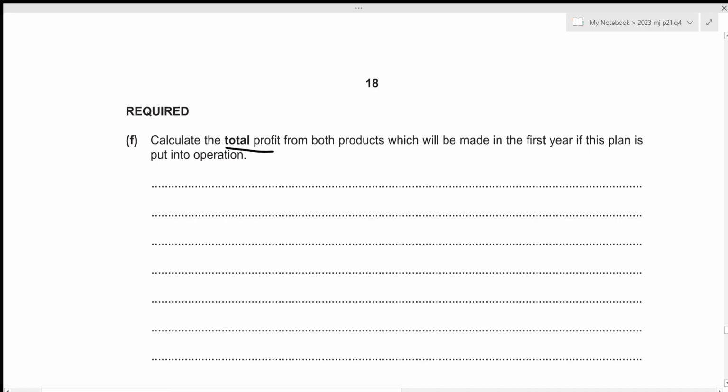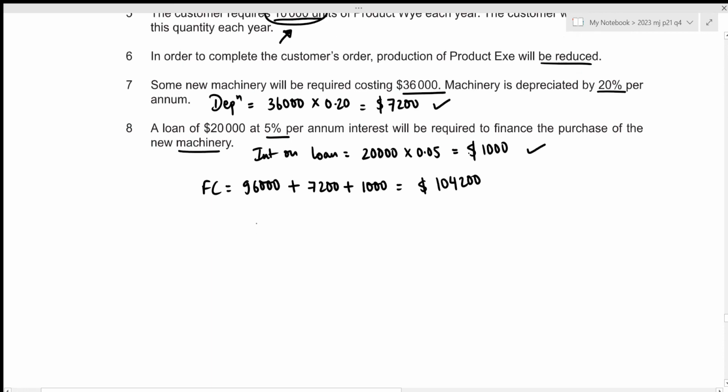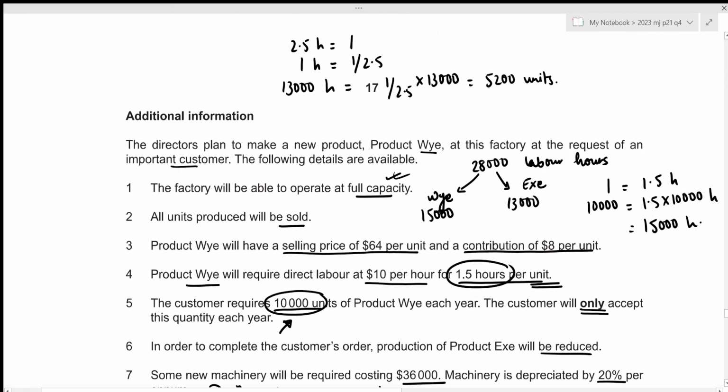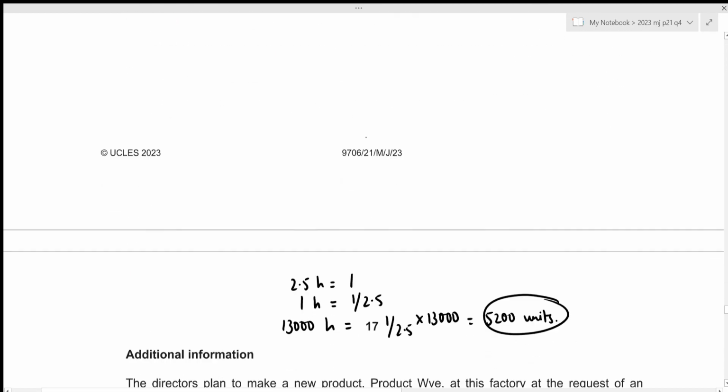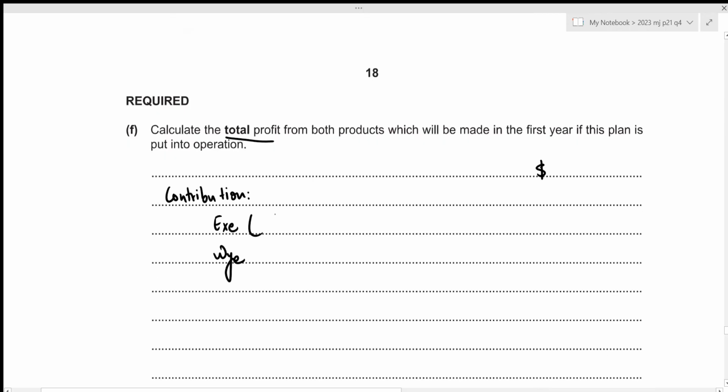We need to calculate total profit from both products, which will be made in the first year if this plan is put into operation. Again, let's create a statement so we can figure out the contribution. And we need to figure it out for two different products. So we have X and Y. Alright, for X, we figured out that the number of units will be 5,200, and we can just multiply it by the contribution per unit, which was already given to be 13. So that will be 13 multiplied by 5,200, which results in the total contribution for product X to be 67,600.